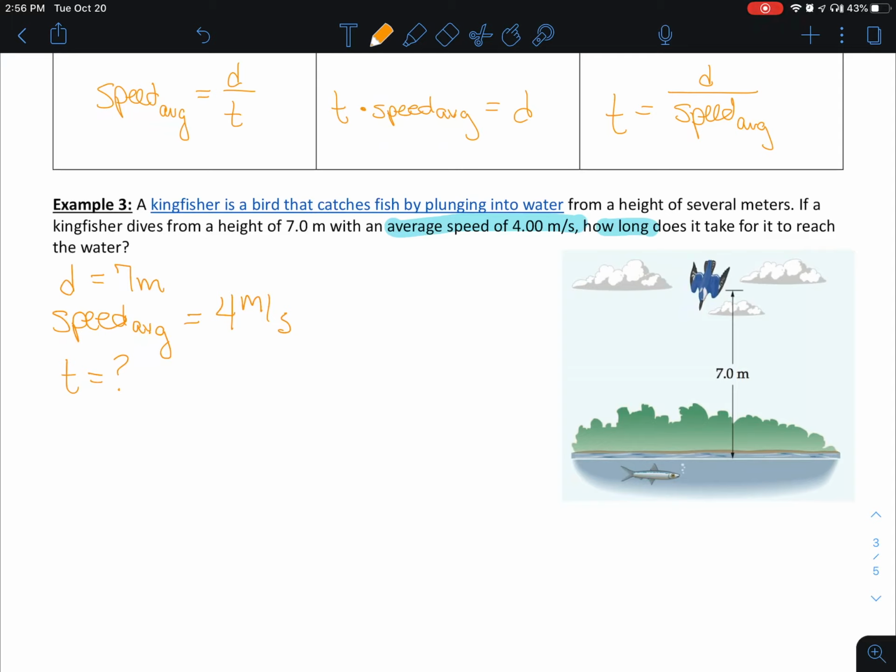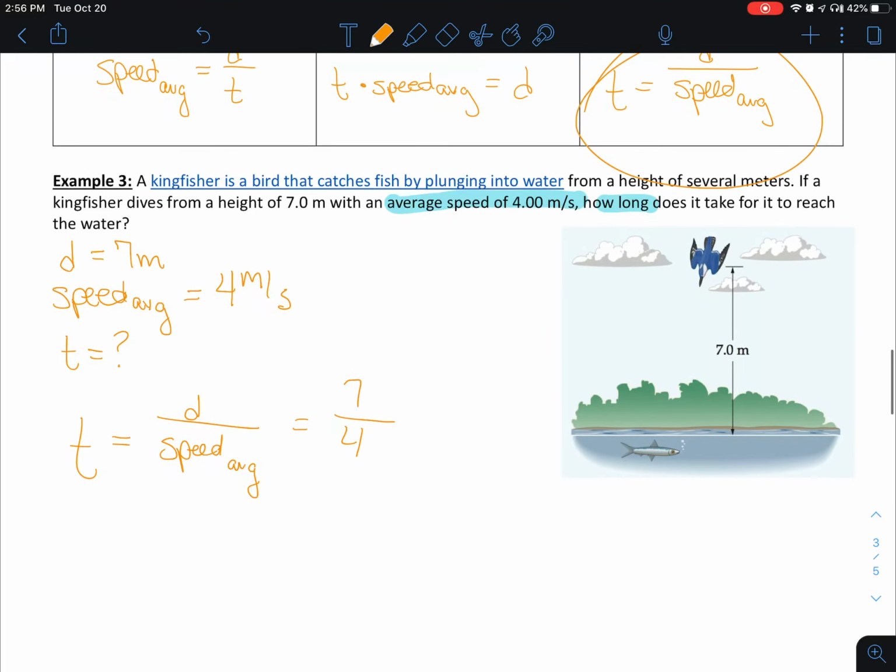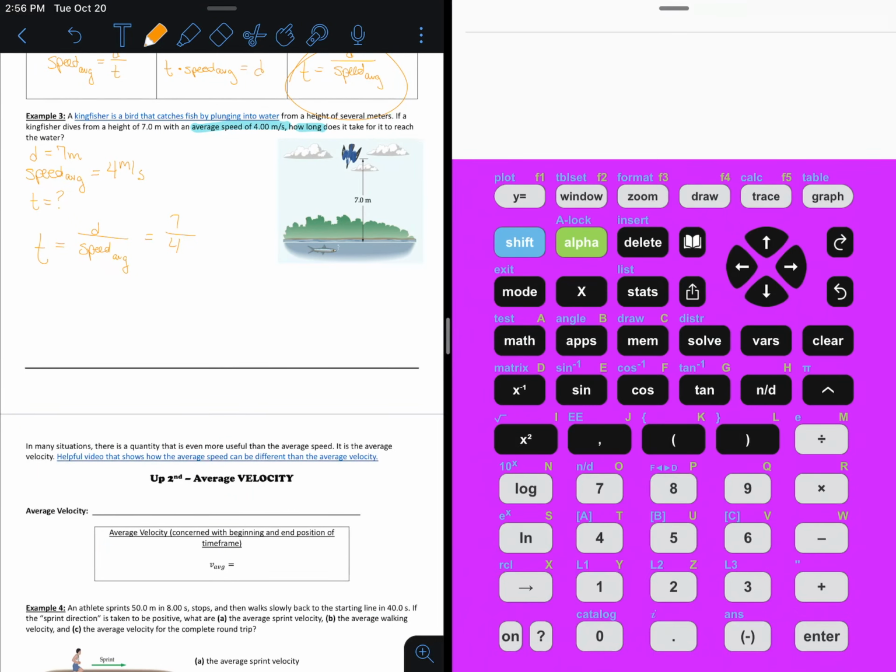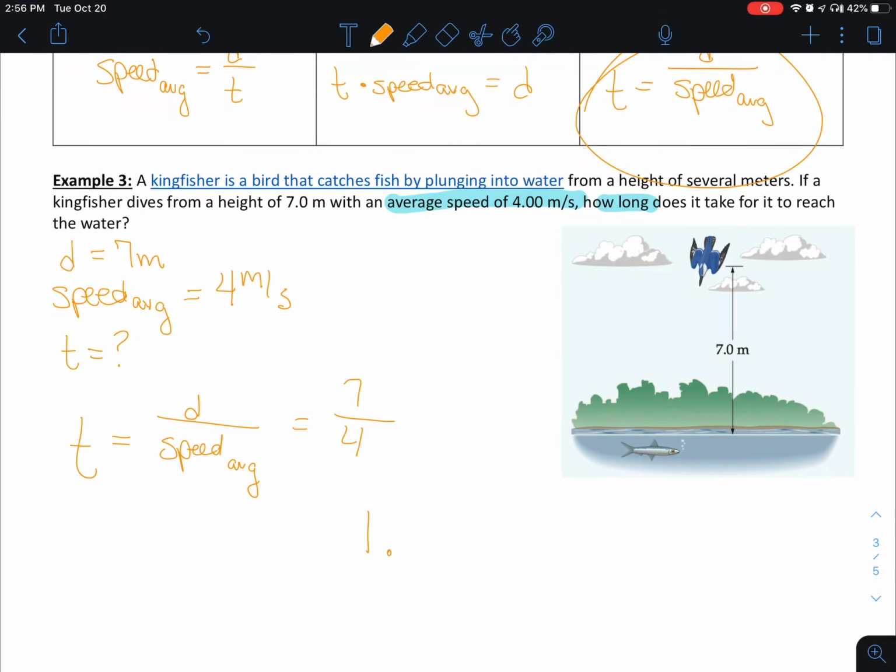How long? Since we don't know t, I'll do t equals, and use my third equation up here, d over average speed. So my distance is 7 over my average speed is 4. I conveniently have my calculator app available. 7 divided by 4, I'm going to use all those decimals. I get 1.75, and this is seconds because it's time. If you don't believe me that it's seconds, it's meters divided by meters per second. So the meters cancel out, and you end up with a second.